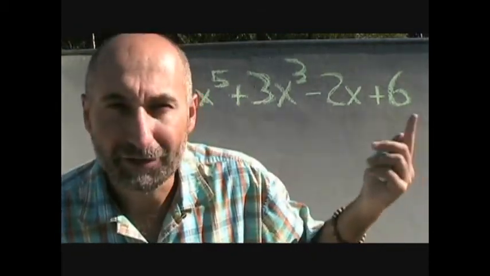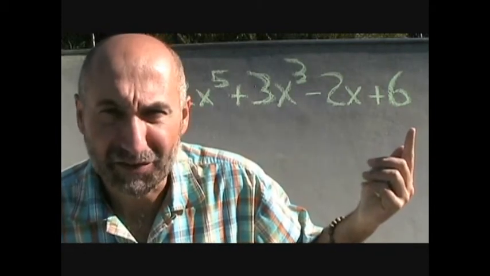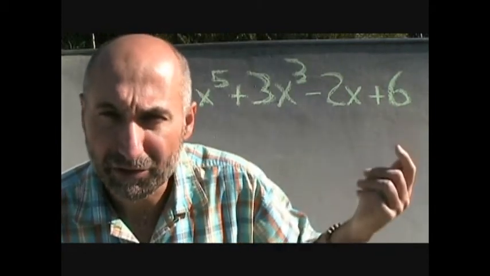So possible factors of 6 are going to be plus or minus 1, plus or minus 2, plus or minus 3, or plus or minus 6, right?